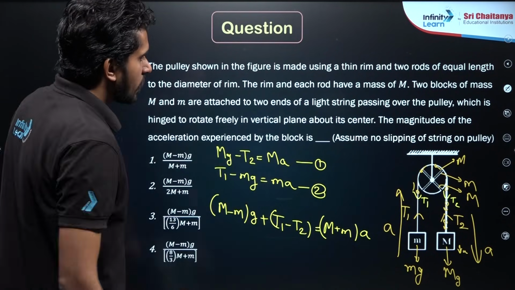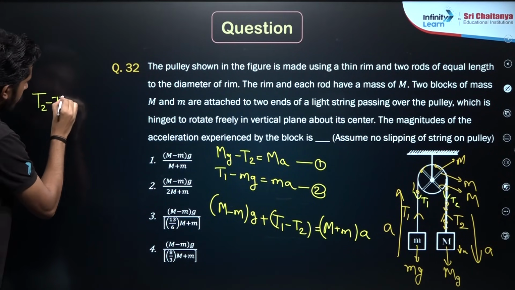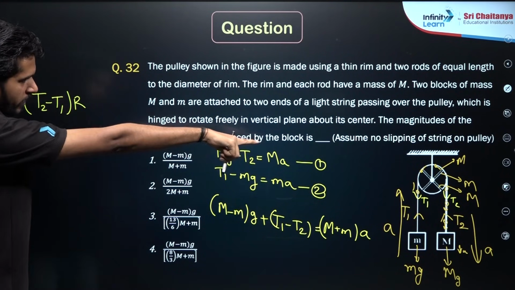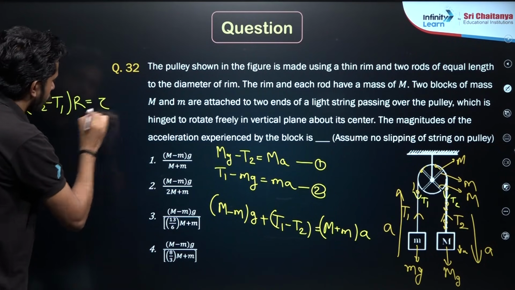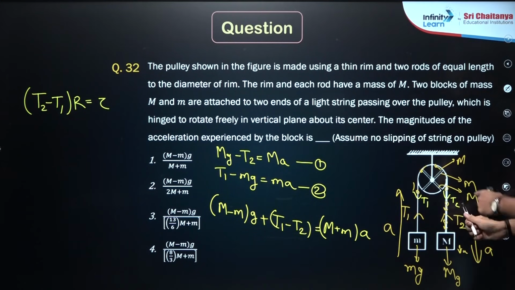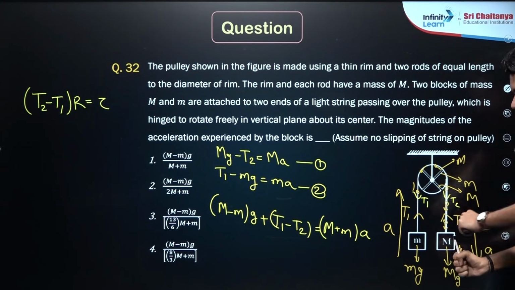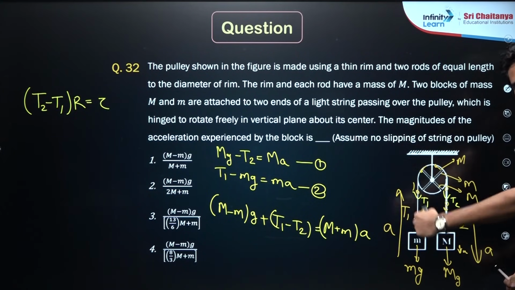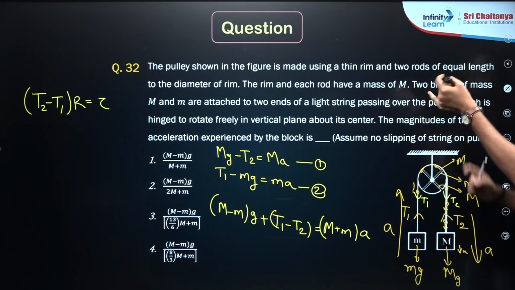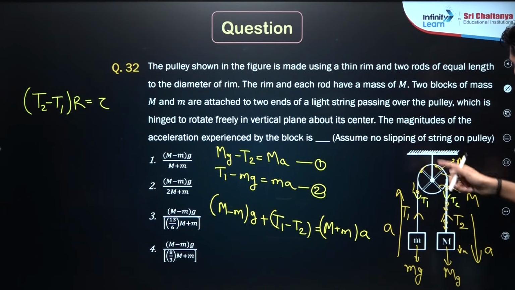So could I say that (T2 minus T1) into R, that is R, the radius of that pulley, equals torque. Simple thing. Look at here again. I said that here we have T2 tension and T1 tension. This T2 is trying to pull it down and T1 is also trying to pull it down, but at the other end. So net force is T2 minus T1. So net force into R, R cross F, is what? Torque. Simple thing.